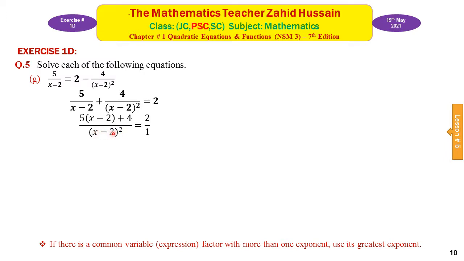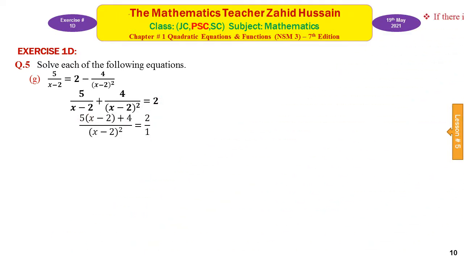Now dividing x minus 2 to the power 2 by this x minus 2, this power will be cancelled and we will be left with x minus 2. X minus 2 will be multiplied with 5. X minus 2 to the power 2 divided by x minus 2 power 2, we will get 1, and 1 multiplied with 4 is 4. And right hand side can be written as 2 over 1. Simplify the numerator. 5x minus 10 plus 4, and expanding this by using the identity a minus b whole square.